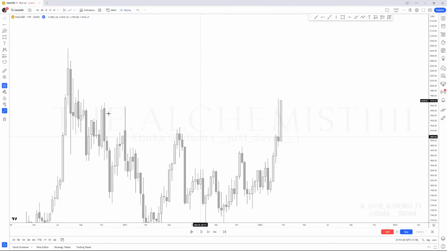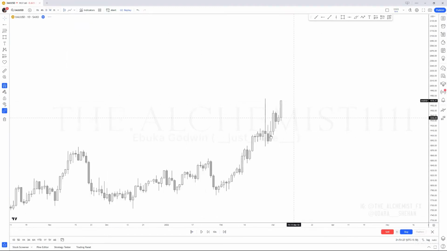Like this week, we saw how weekly rejected these weekly areas. Daily also broke structure, but it never happened that way. So what can we do? There's nothing we could do. Just accept that we made a mistake and then wait.